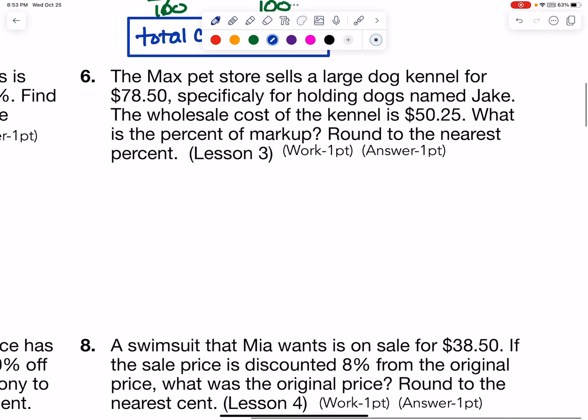The Max Pet Store sells a large dog kennel for $78.50, specifically for holding dogs named Jake. Interesting. The wholesale cost of the kennel is $50.25. What is the percent markup? So I notice it says wholesale cost. So wholesale cost is my OG. That's my W. It says what is the percent. So I don't know the P in this one.